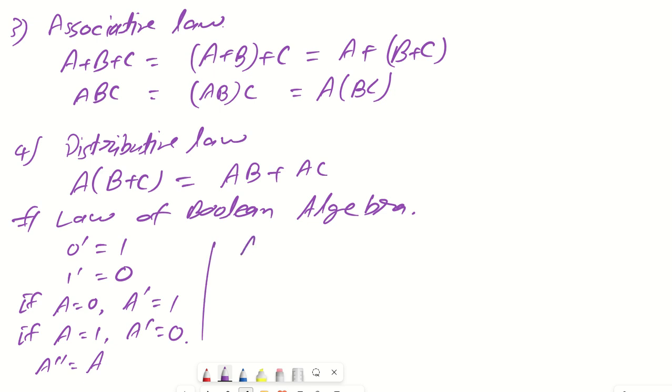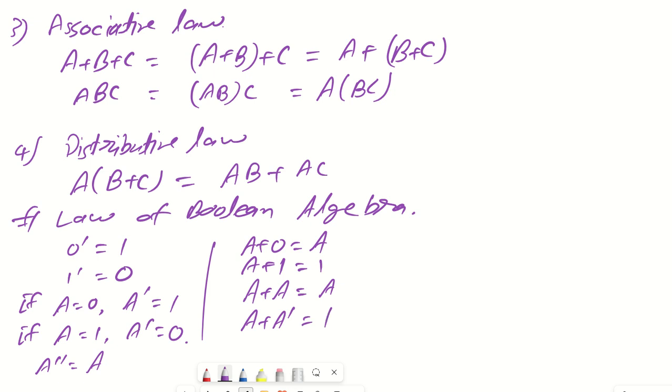Now if you are going to add a plus 0, that I just told you is going to be a. Then a plus 1, whatever the value of a is, it doesn't matter, the result will come as 1. Now what will happen if I add a plus a? If it is 0 plus 0, it is again 0, 1 plus 1 is again 1. So we saw that just now, and we have the result as a. Then a plus a prime, if both are opposite, it is always 1.